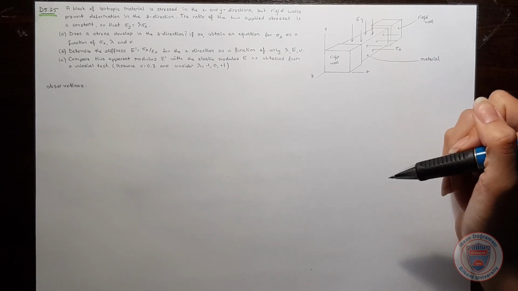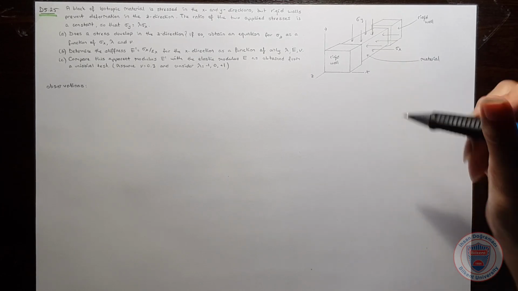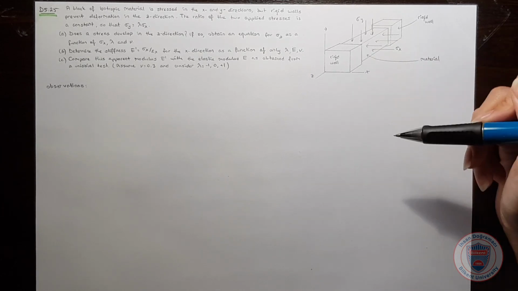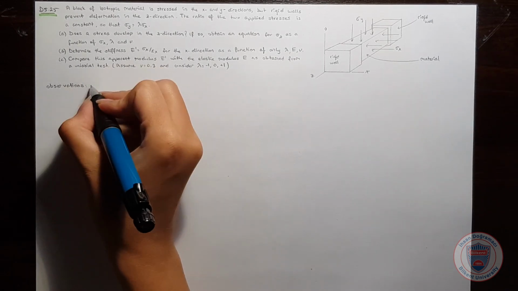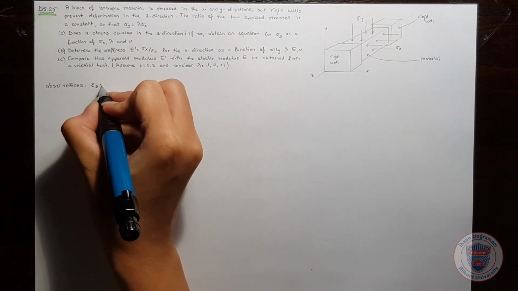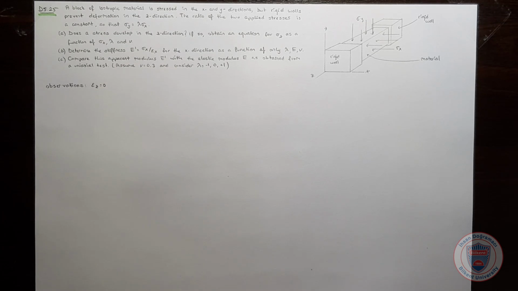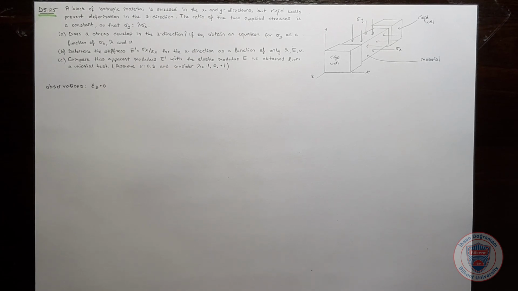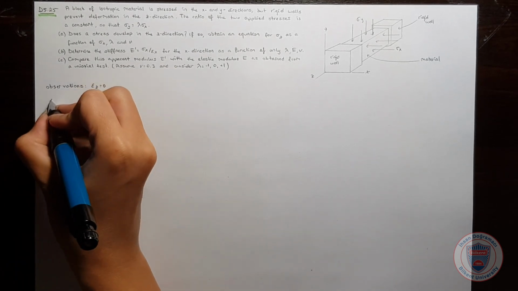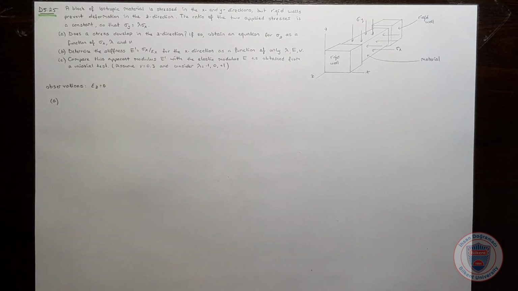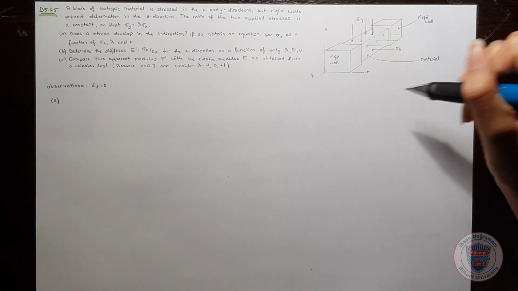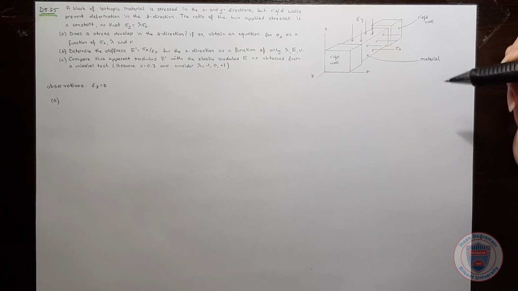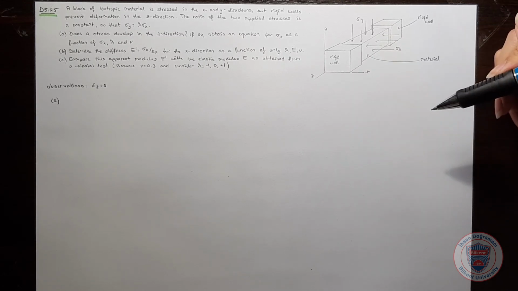Since there are rigid walls, we know that the material will not deform in the z direction. So, epsilon z will be 0. Let's start with part A. A stress will occur in the z direction because of the rigid walls. So let's find the equation for sigma z.